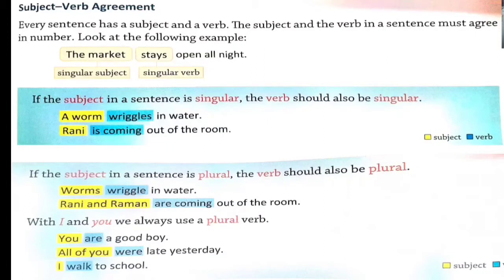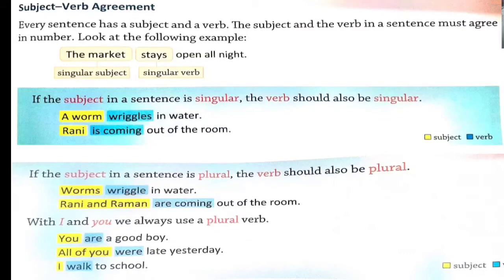If the subject in a sentence is plural, the verb will not have any S or ES or IES added to it. Worms wriggle in water. Rani and Raman are coming out of the room. Here worms is plural, so the verb will not have any S, wriggle only. No S or ES. Rani and Raman are plural, that's why you have to use are coming.